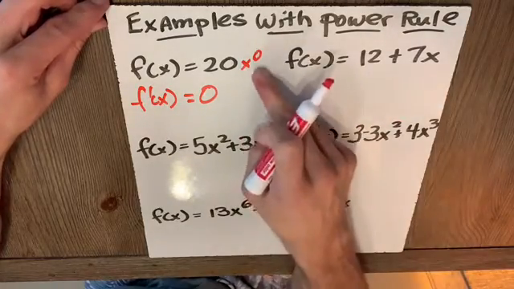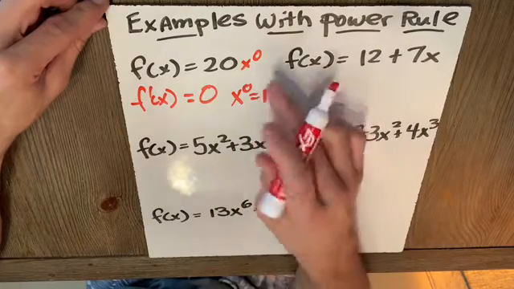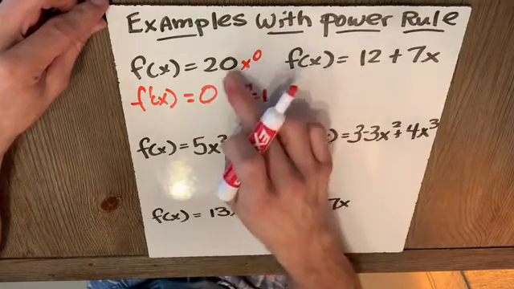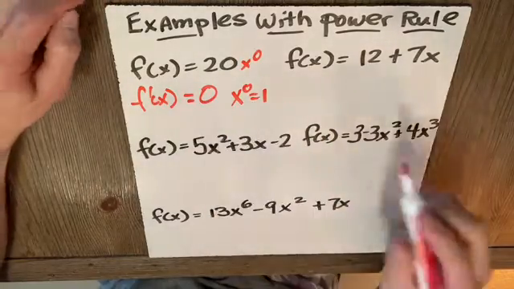Now, if I wanted to use the power rule, look what I would do. I would say this is x to the 0. We know by definition x to the 0 equals 1. So I can add that in there. Then 0 times 20 is 0. 0 times anything is 0. So we can see that this is correct.